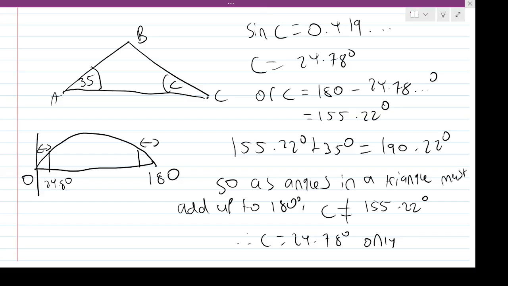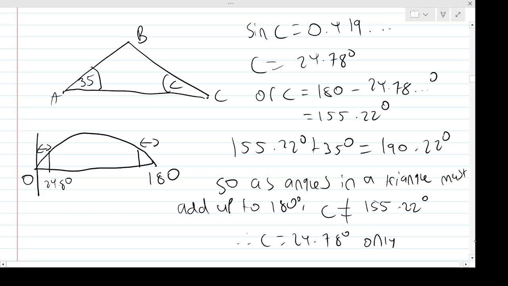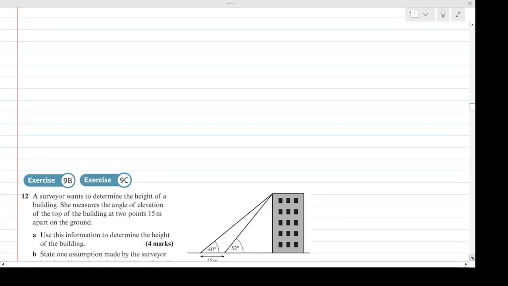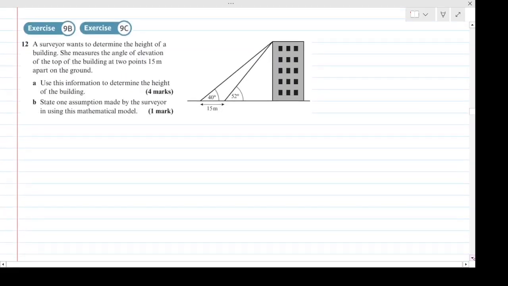But yeah, okay. So from now on, we should always be considering this ambiguous case, so checking for the second solution for an angle. Okay. So let's move on to another example. Let's have a look at this example then.